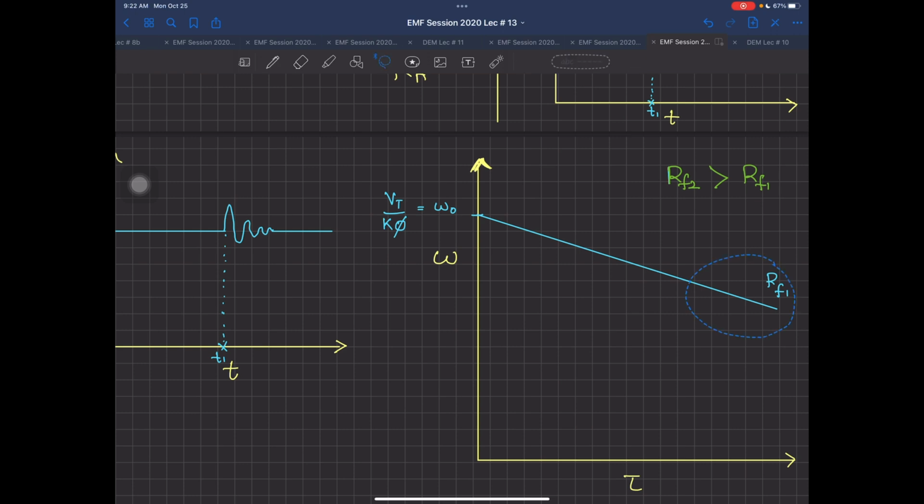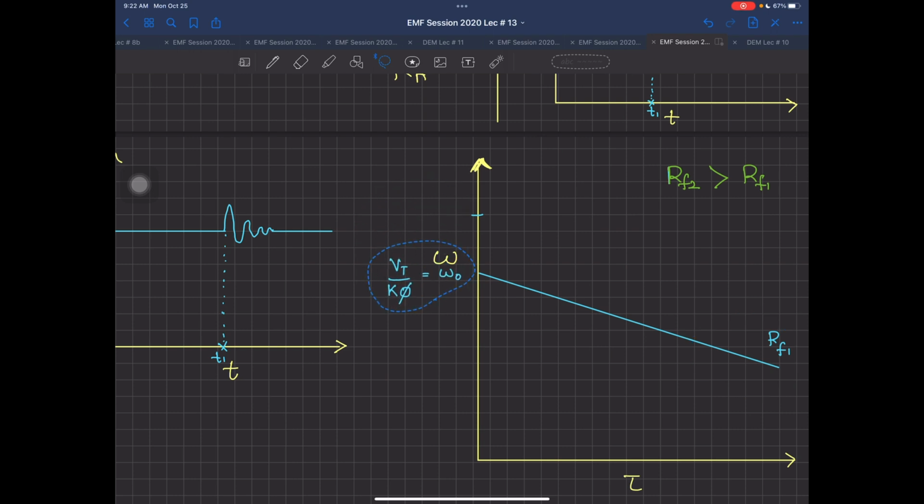मैं इसको थोड़ा सा नीचे ले आता हूँ so that I can draw the above curve over here. So now over here this curve will be starting supposedly at this point, and this will be corresponding to omega 1. This will be equal to Vt by k phi dash. What is phi dash? Corresponding to RF2 certainly. And now what will be the slope?